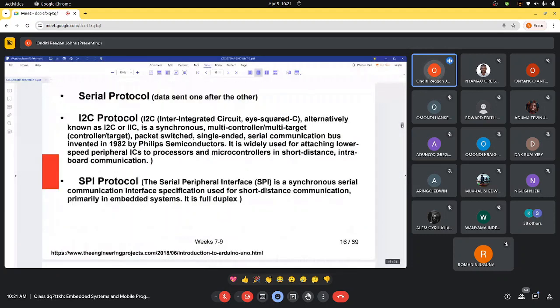The SPI protocol, the Serial Peripheral Interface, is a synchronous serial communication interface specification used for short-distance communication, primarily in embedded systems, and it is full duplex. Full duplex means that it can send and receive at the same time.